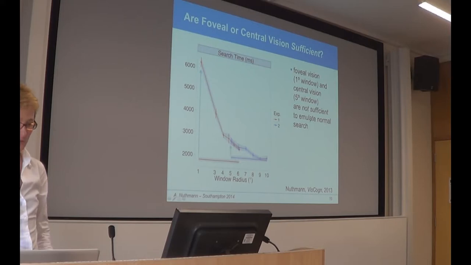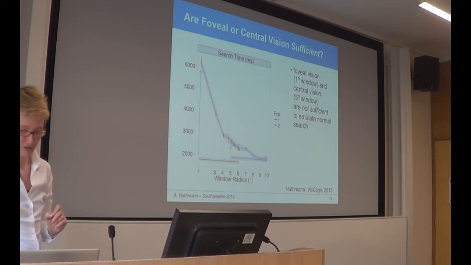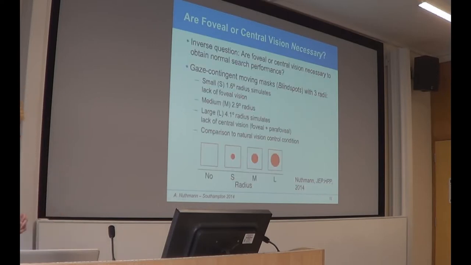I think that's a wording one of the reviewers told me to, or specified that's the right way of phrasing it. So thanks for that. So in a second study, I've kind of replicated that and then asked the inverse question. So are foveal or central vision necessary to obtain normal search performance?